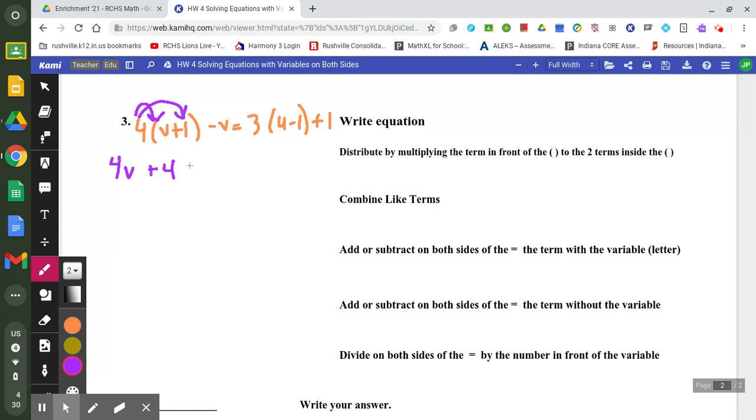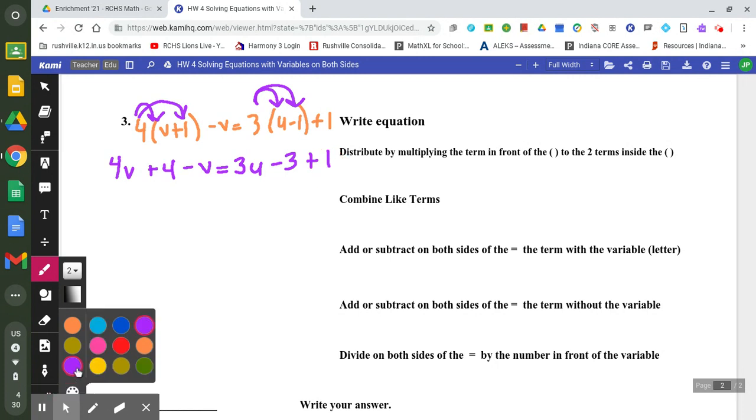And then I still have minus v equals, and then 3 times u, 3u, 3 times negative 1, negative 3, and then I still have the plus 1. The next step would be to combine like terms. So on this side of the equal sign, I have a 4v and a negative v. So that means 4 minus 1. So I have positive 3v plus 4 equals.